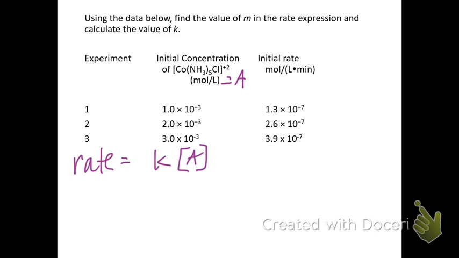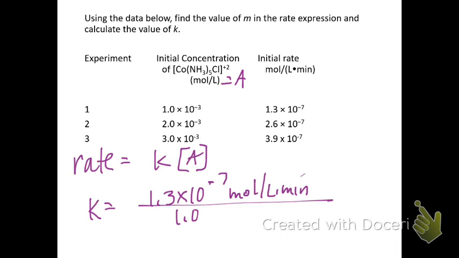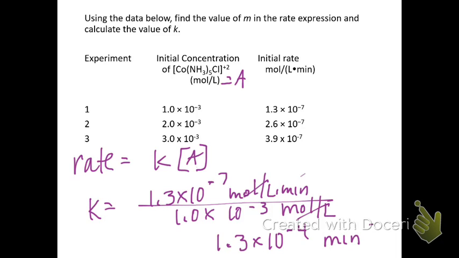Okay? So then K is going to be equal to the rate, 1.3 times 10 to the negative 7 moles per liter times minute here, divided by 1.0 times 10 to the negative 3 moles per liter. So a first order reaction means that the concentrations are going to cancel out. So my value for K is going to be 1.3 times 10 to the negative 4 per minute, minute to the minus 1. And then that would be the answer to that. Okay?